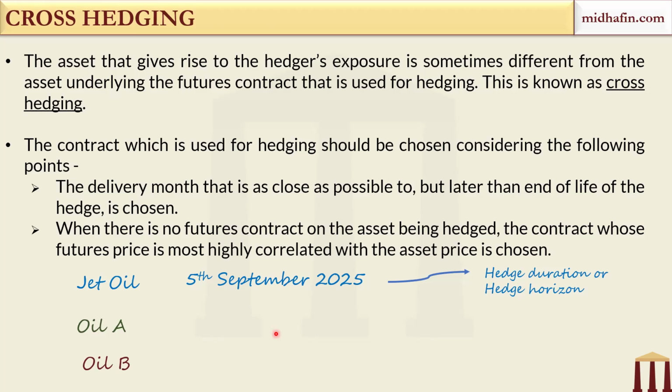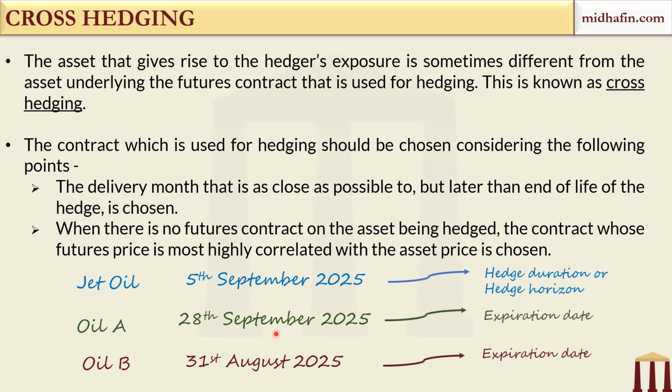Now, of course, both oil A as well as oil B have two maturities, 28th September and 31st August. Both of them have two expiration dates. So these two are the expiration dates available for oil A as well as oil B. Now, let's do one thing. Let's first consider the second point first.